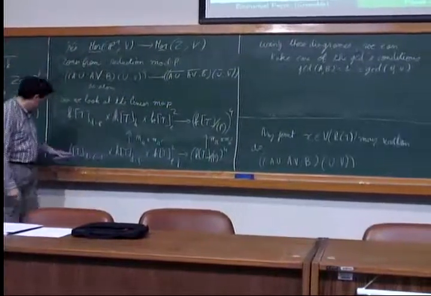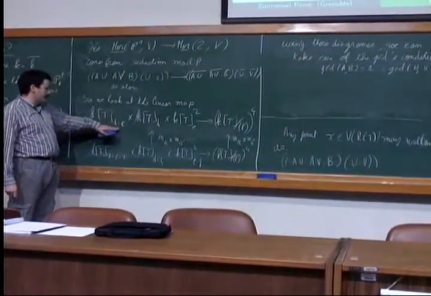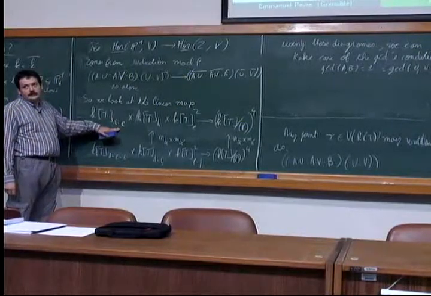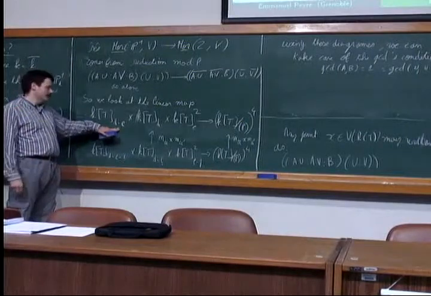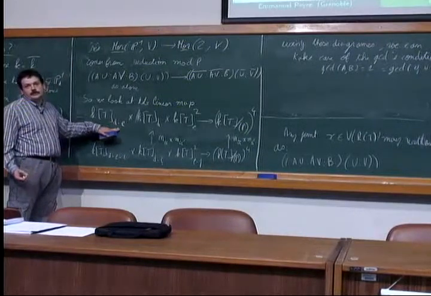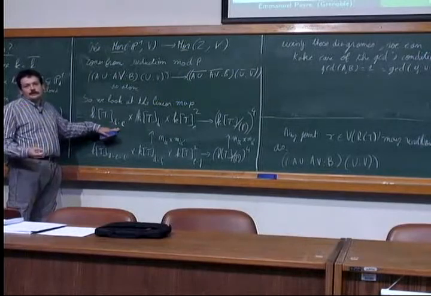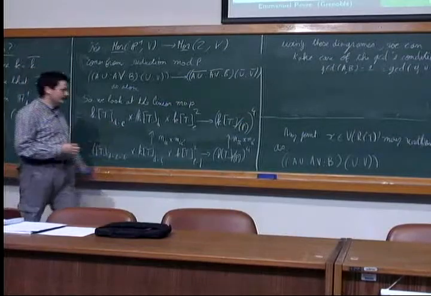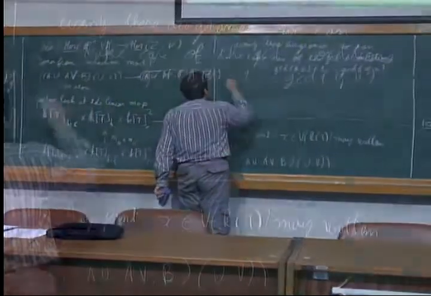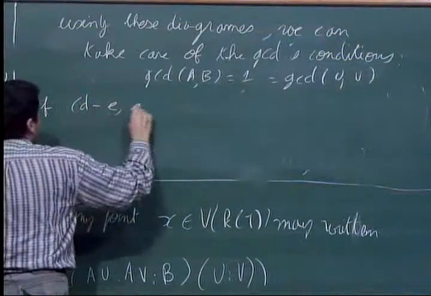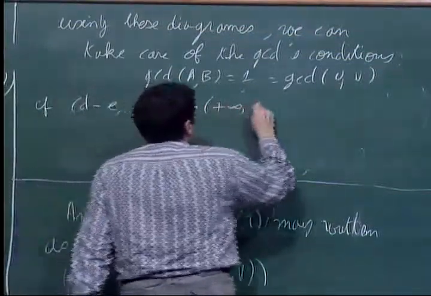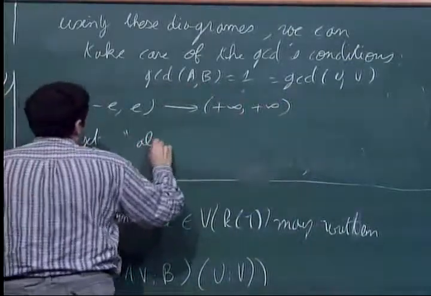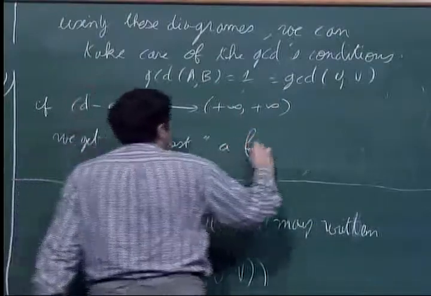But if D minus E and E go to infinity, then the error when compared with the fibration is small in dimension. So we get almost a fibration if we have that both D minus E and E are going to infinity.